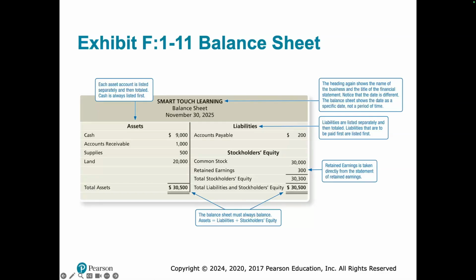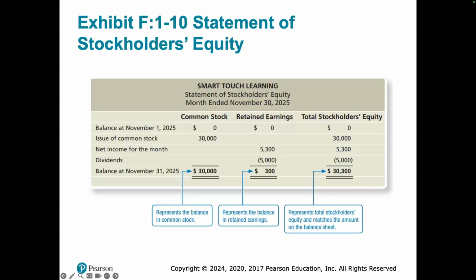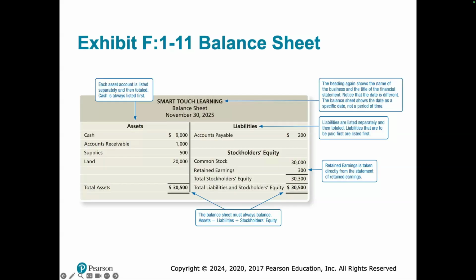Common stock and stockholders' equity, we can grab from the statement of stockholders' equity. There we see common stock is $30,000 and retained earnings is $300. Total stockholders' equity is $30,300. Total liabilities and stockholders' equity is $30,500. So we take that 30,300 plus the 200, we get 30,500. These equal, and that lets us know that our balance sheet is in order.